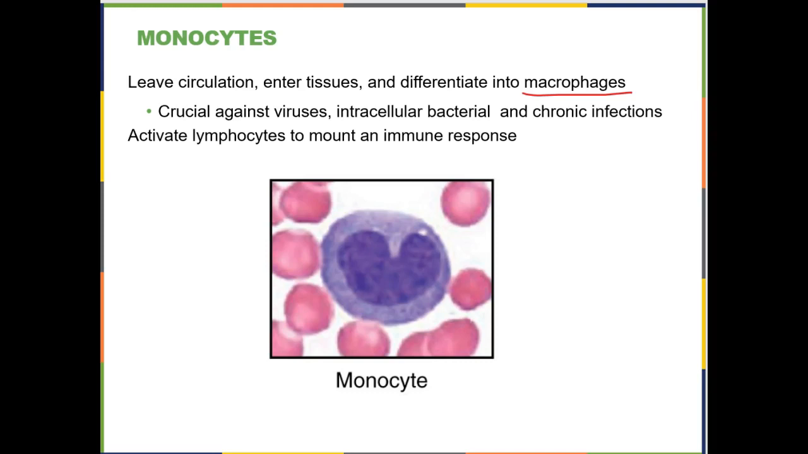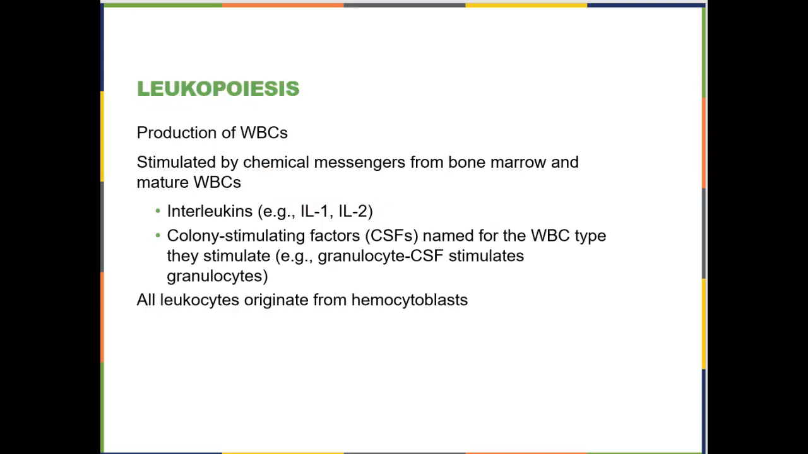So that's the monocytes. And this is really how we're going to think of them here. We can't know everything about each cell type. So we're going to say monocytes are macrophages, and we'll talk later about how macrophages help activate lymphocytes. For now, we're not going to worry about it.